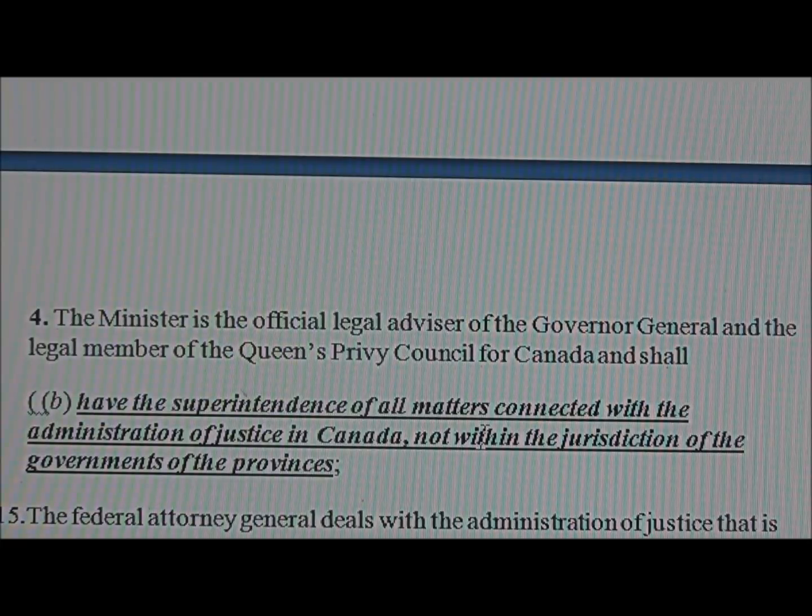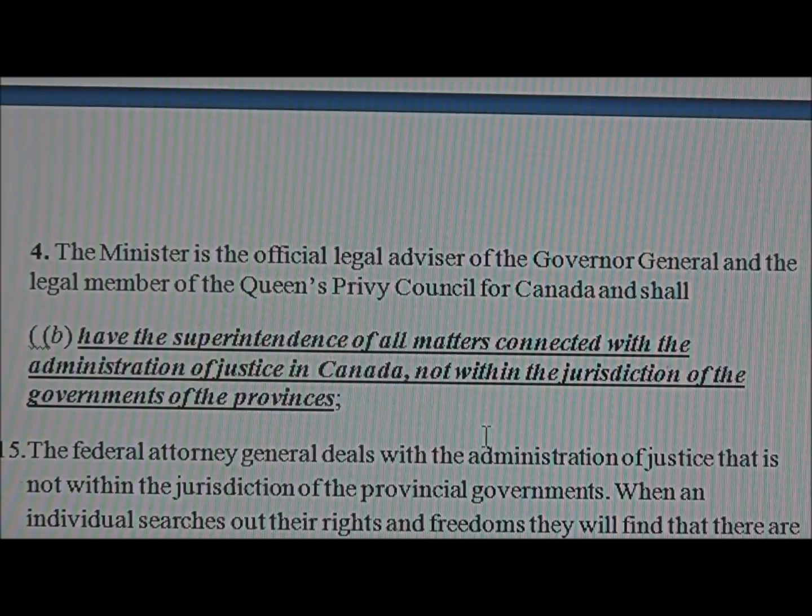The Minister is the official legal advisor of the Governor General and the legal member of the Queen's Privy Council for Canada, and shall have the superintendence of all matters connected with the administration of justice in Canada, not within the jurisdiction of the governments of the provinces. The Federal Attorney General deals with the administration of justice that is not within the jurisdiction of the provincial governments.